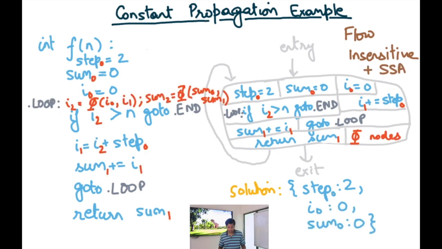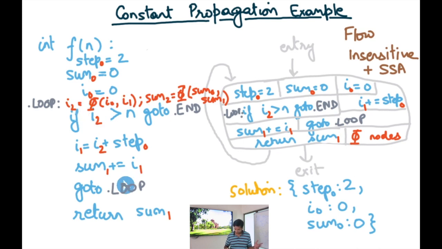Okay, but let's say that I convert this program into SSA form. And we already know what SSA means. It's single static assignment form where every variable is assigned exactly once. And you have phi nodes to represent the fact that 2 versions of the same variable are flowing at that node. So for example, in this program, I get step 0 equals 2. So I get the 0th version of step, sum 0 equals 0, that's the 0th version of sum, I 0 equals 0, the 0th version of I, and so on.